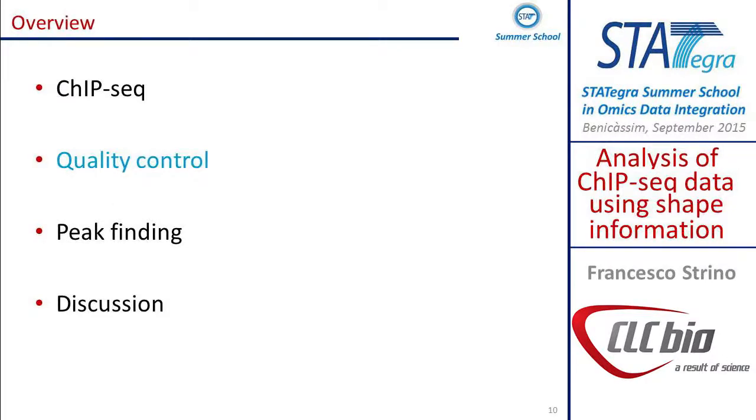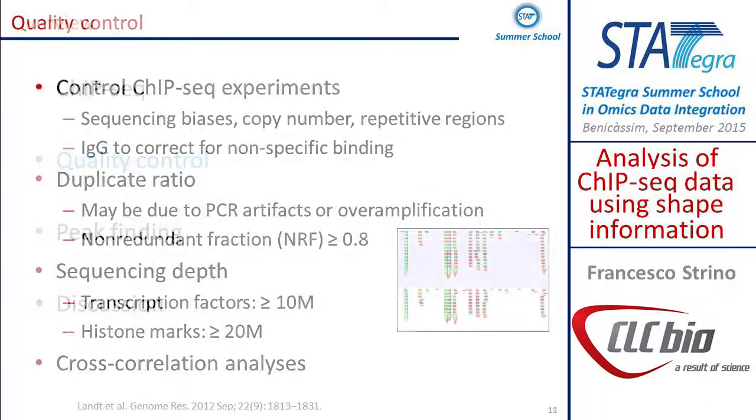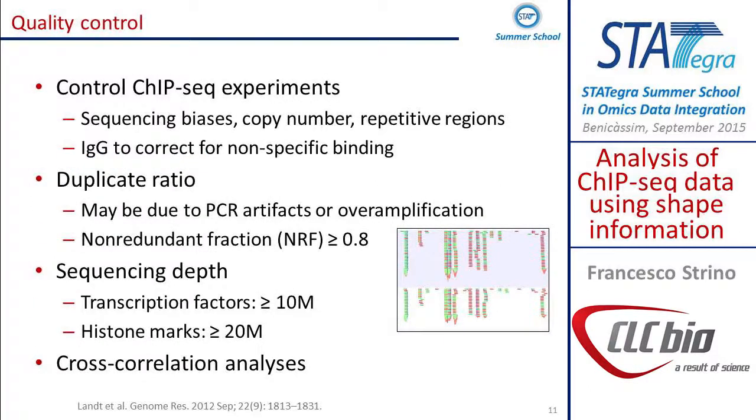So now I'll talk a little bit about quality control. Once you have a ChIP-seq experiment, what should you look for to see whether the experiment went well, or to try to troubleshoot it? The first thing that is very important to do is actually have a control.